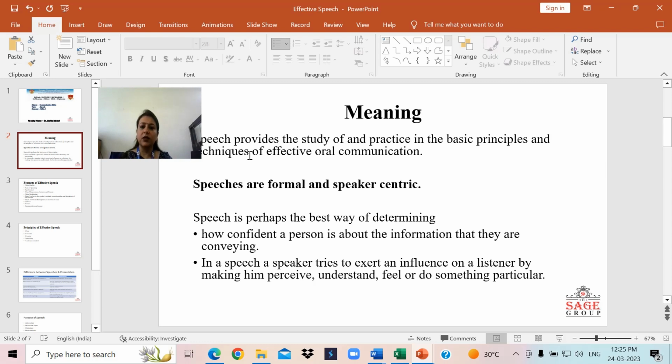Basically, speech is the best way of determining how confident a person is about the information that they are conveying. Also, in a speech, a speaker tries to exert an influence or motivate the listener by making them perceive, understand, feel, or do something particular. Basically, we use speeches to inspire people, influence people, or entertain people. So that is why it shows how confident the person is in his or her personality.